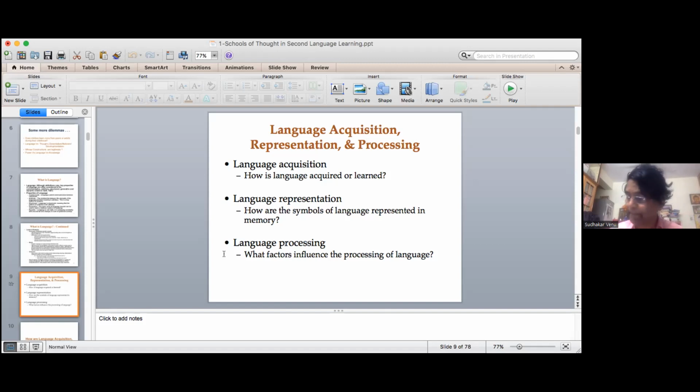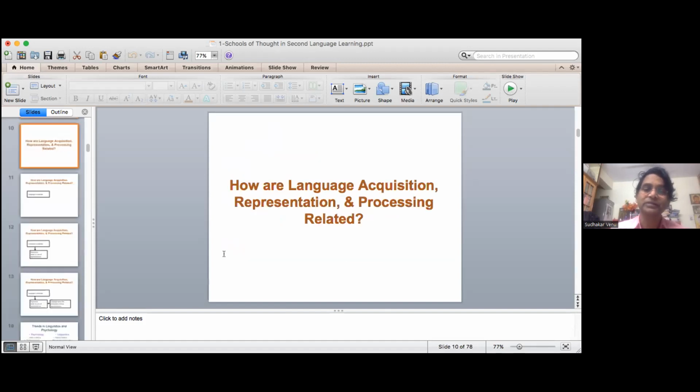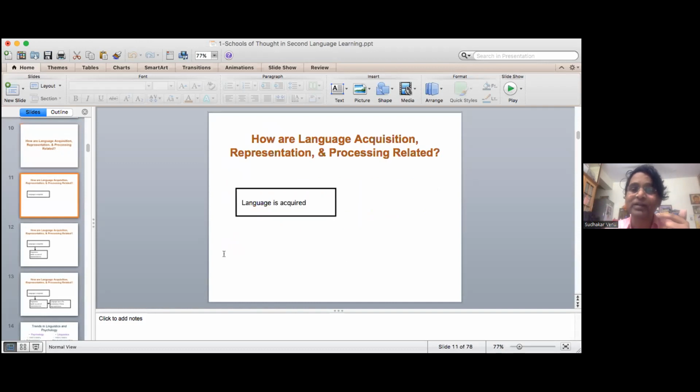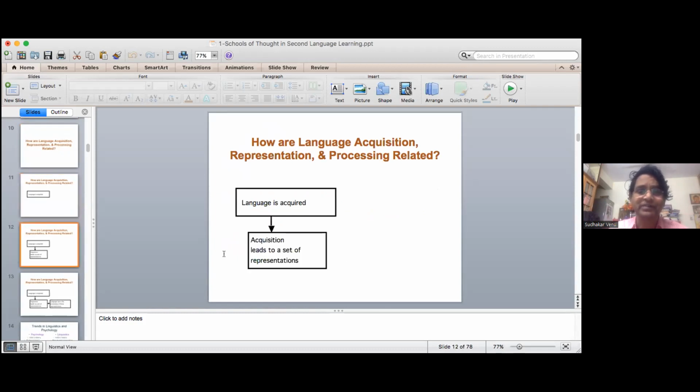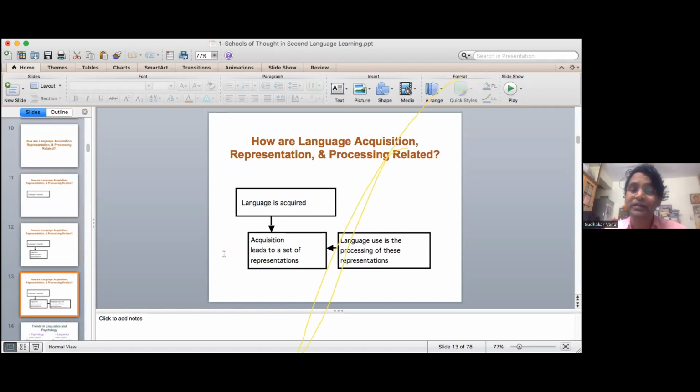And language processing: what factors influence the processing of language? These are very important aspects which most social applied linguists try to study. How do you acquire, how do you represent in your mind, and how do you process symbols in your mind? These are complex relationships: how acquisition leads to a set of representations, and language use in the processing of these representations. Some of these things we need to study. We need to think about it.